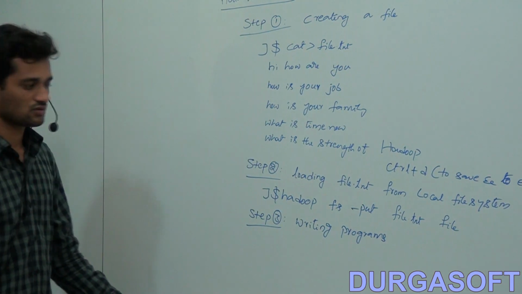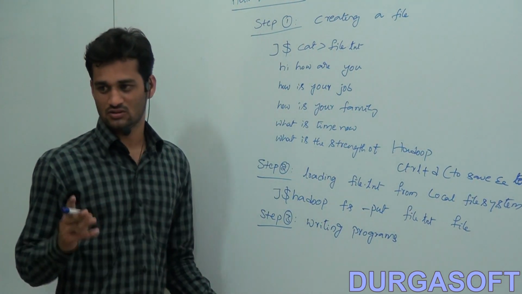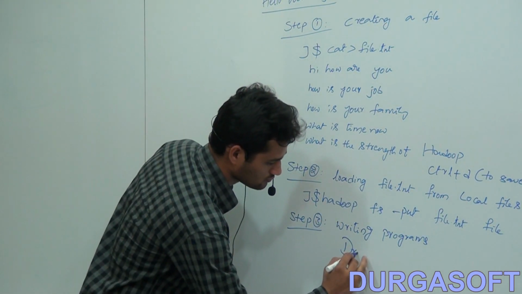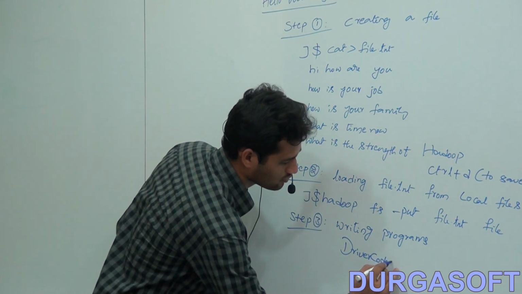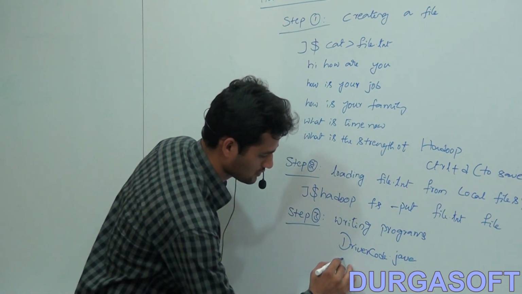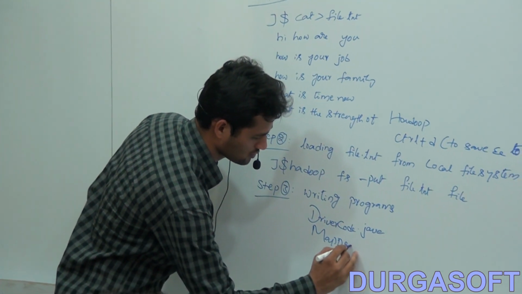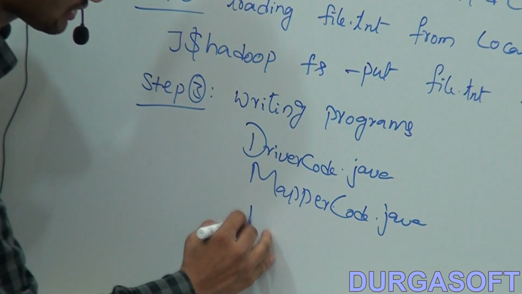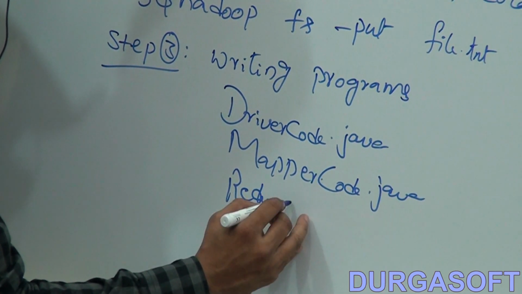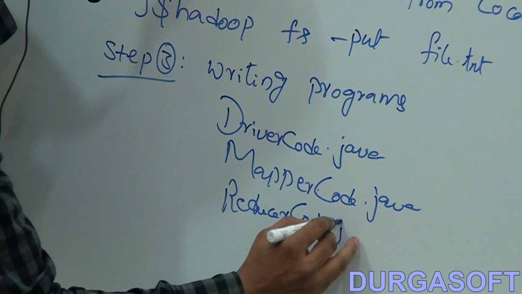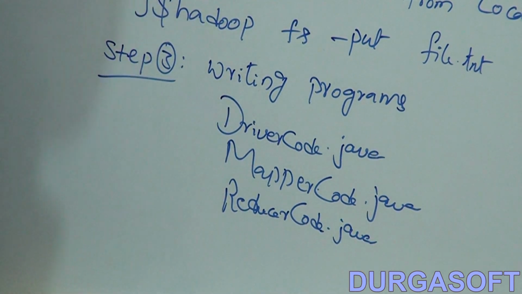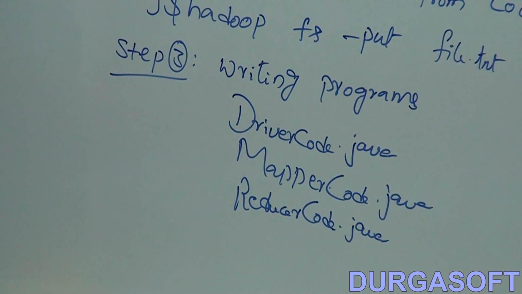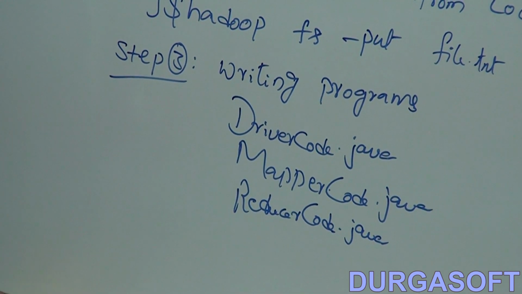Okay, observe here. I'll give 3 Java programs: Driver code dot java, Mapper code dot java, and finally Reducer code dot java. Okay, this is the third step.